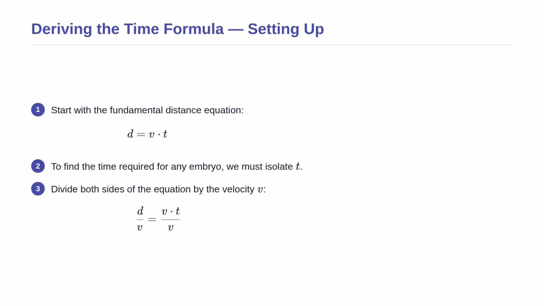We start with our fundamental equation, D equals V times T. To make this useful for finding time across any embryo, we need to isolate T. We do this by dividing both sides of the equation by the velocity, V. This algebraic step is crucial because it shifts our mathematical focus from measuring how far the cells have gone to predicting exactly how long the developmental window will remain open.